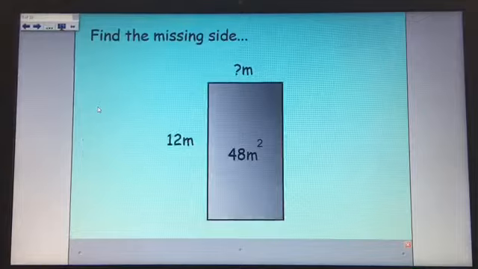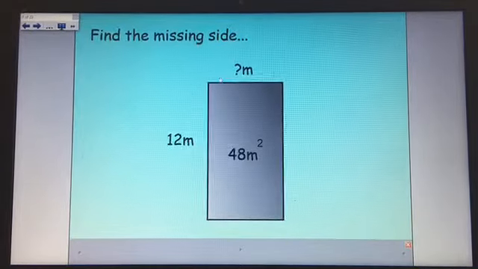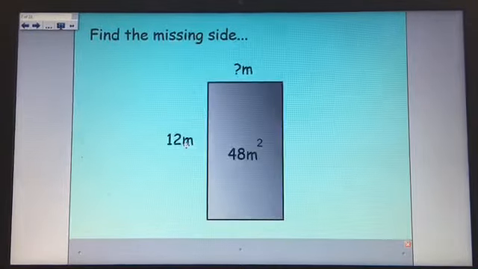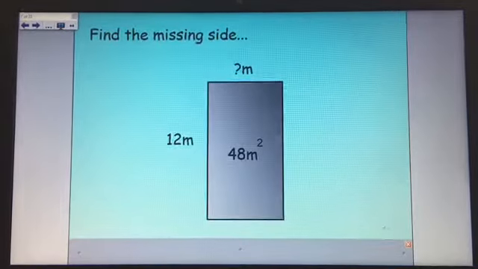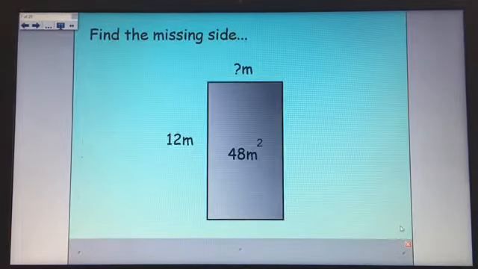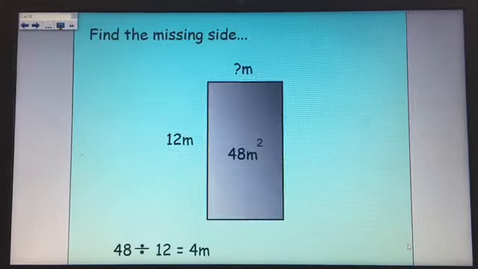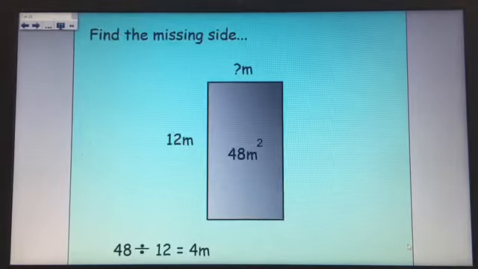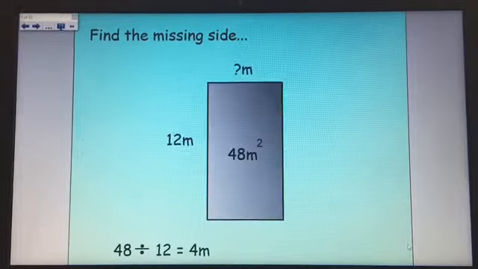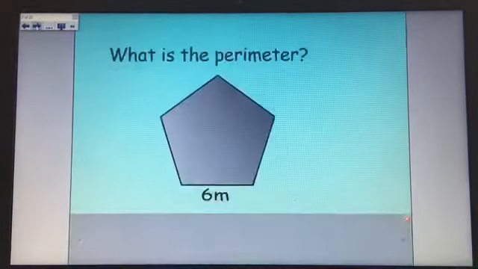Number 2, find the length of the missing side. So this is obviously something times 12 makes 48. So hopefully you've worked out, if you want to pause now, if you haven't got it on your own, you should work out that it is 4, because 48 divided by 12 equals 4. So the missing side would be 4 meters.